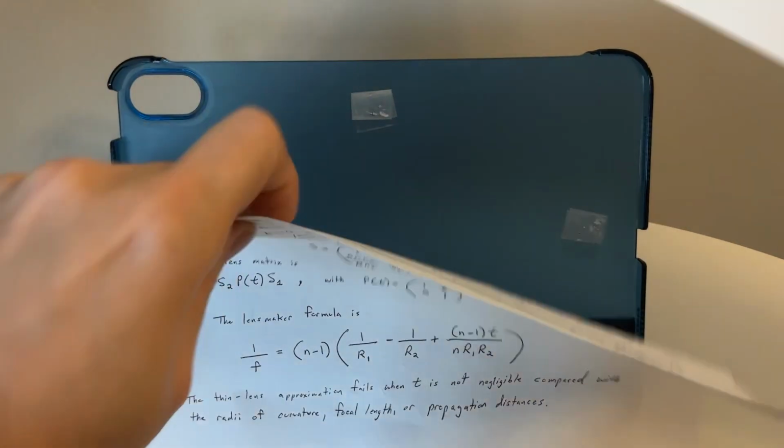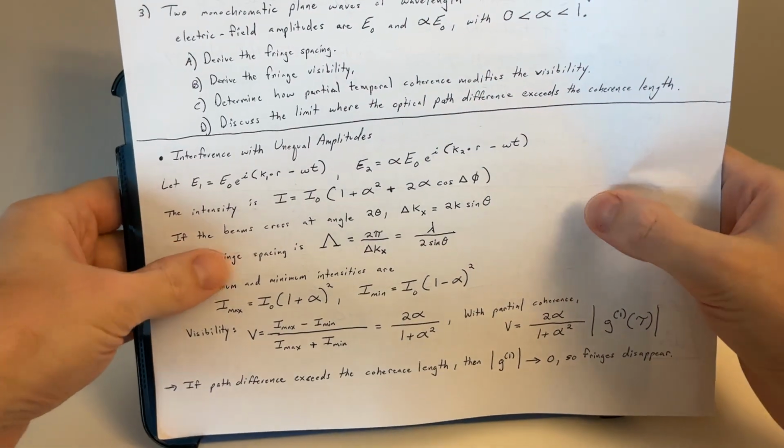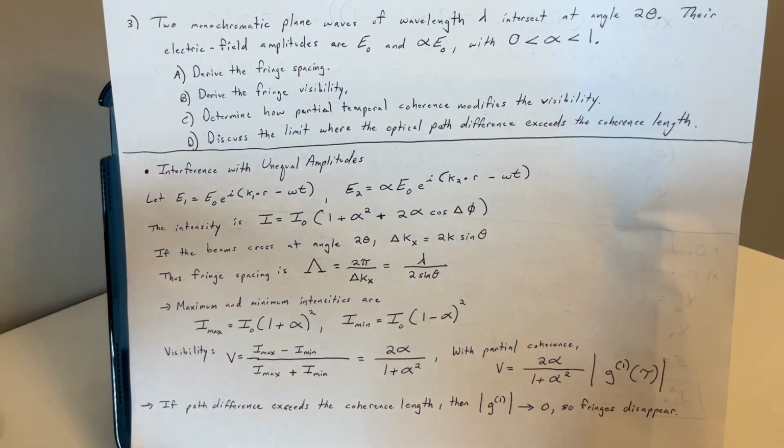Moving along to number three. Okay, so we have two monochromatic plane waves of wavelength lambda intersecting at angle 2 theta. Their electric field amplitudes are respectively E naught and alpha E naught, with 0 less than alpha less than 1. I'm going to read A, B, C, D, and E. Derive the fringe spacing. Derive the fringe visibility. Determine how partial temporal coherence modifies the visibility, and discuss the limit where the optical path difference exceeds the coherence length.